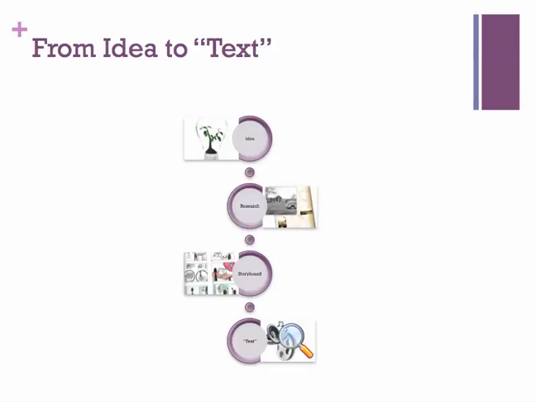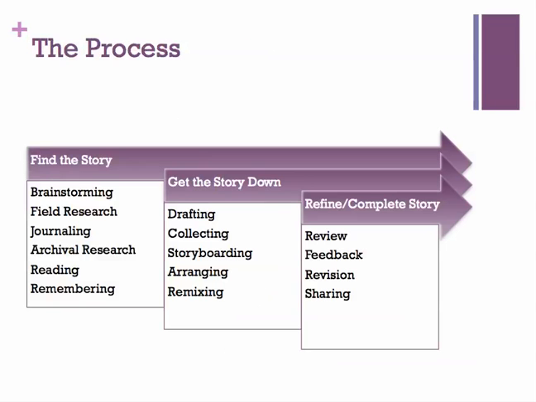So, like anything, from idea to text, we get an idea, we do some research, we storyboard it, which in parallel to writing it with text would be just an outline or some sort of drafting, thinking about the various arrangement of the project as it's going forward, to the point at which we set up the text. Some other parallels. First, we find a story by doing some brainstorming. Maybe we do some field research. Maybe we do some archival research. We do some journaling. We do some reading. We do some remembering, some conversations.